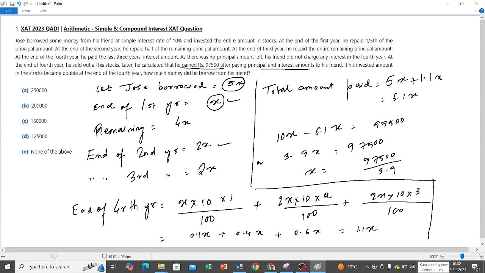So 97500, that equals 25000. Now what I need to find out? 5x. So what is 5x? 125000. So that means the answer is D.